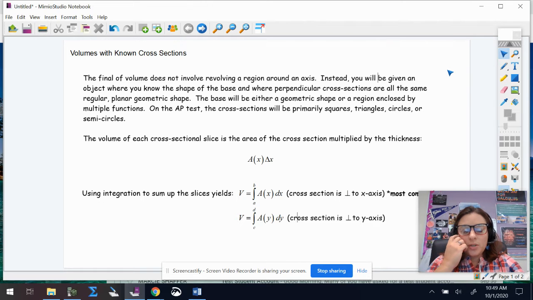All right, so we're going to get a little introduction of the next topic. The next topic that we're looking at for integrating applications is something called volumes with known cross sections. This is different than the volume that we just spent several days covering. We are no longer taking a region and revolving it around an axis.